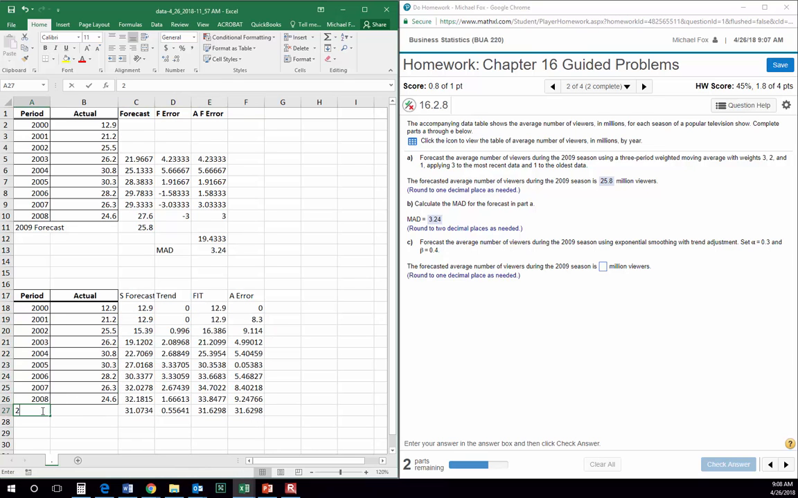So my 2009 forecast is going to be this number right here. And again, my error won't be right because there's no actual to work into it. And it asks us for 1 decimal place.